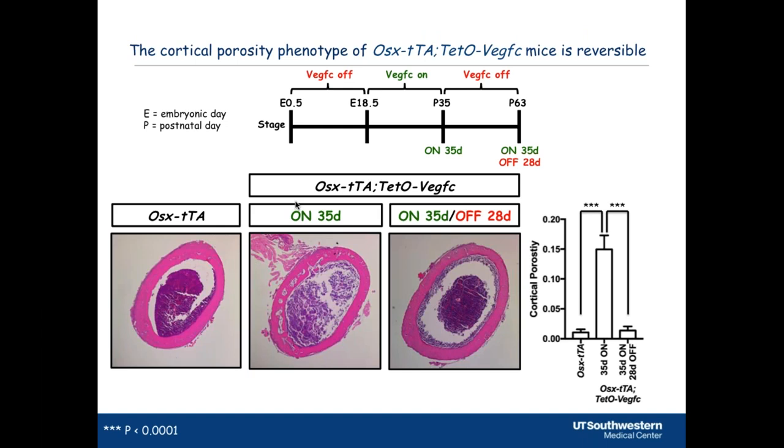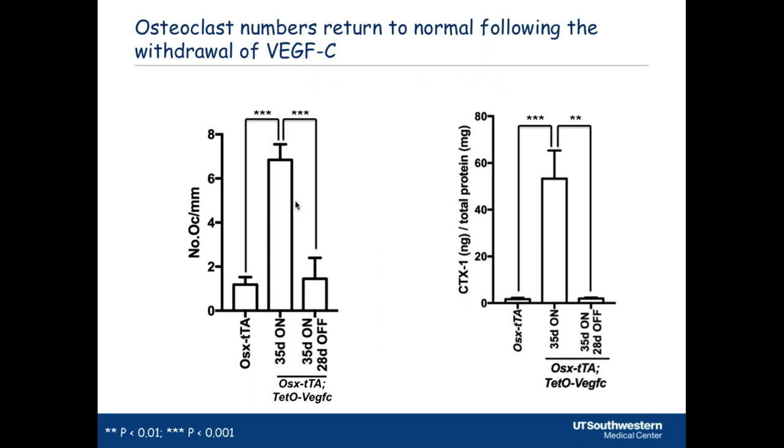In addition to taking x-rays of the mice, we also examined the histology of bones. And we found that bones became less porous following the withdrawal of VEGF-C. So our double transgenic mice that express VEGF-C have very porous bones. And when we withdraw VEGF-C, these pores are lost and the bone appears normal. We also found that the number of osteoclasts returned to normal and the circulating levels of CTX1 returned to normal following the withdrawal of VEGF-C.